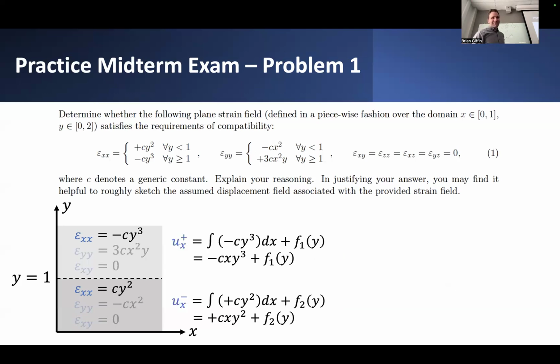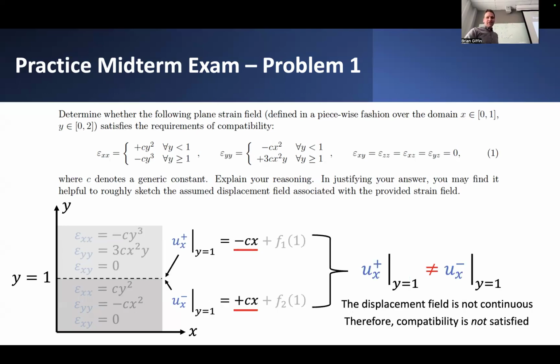And because of that, we rationalize exactly by the procedure that I just mentioned. Just integrate the epsilon xx strain to get some generic expression for ux on the top and bottom halves. Compare these terms when y is set equal to 1, and you'll find that indeed we don't satisfy this condition. So compatibility is not satisfied. And again, we satisfied compatibility everywhere interior to each of these top and bottom halves of the domain. We just didn't satisfy it along this interface.